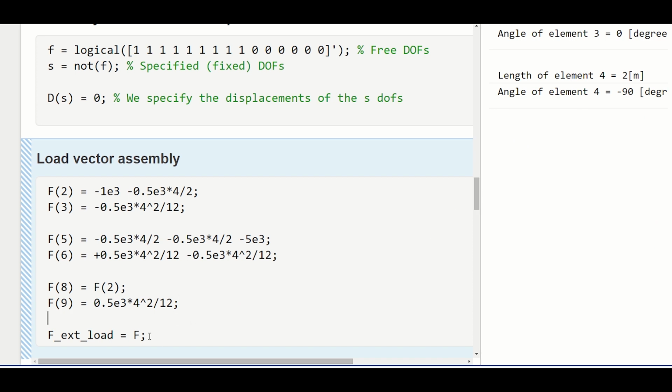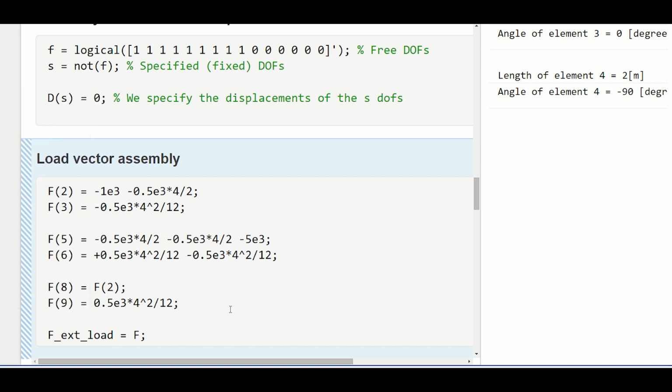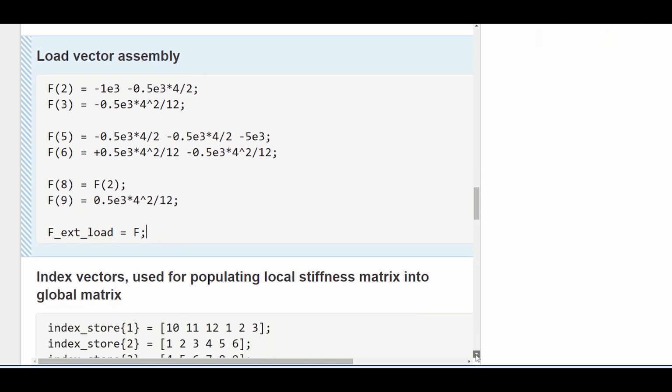And I actually saved the external loading. These are equivalent loadings from the external loadings into each degree of freedom. I separately saved it for calculating reaction force later. So then we have the F vector and we have the F external loading vector separately. So at this point, these are identical right now.